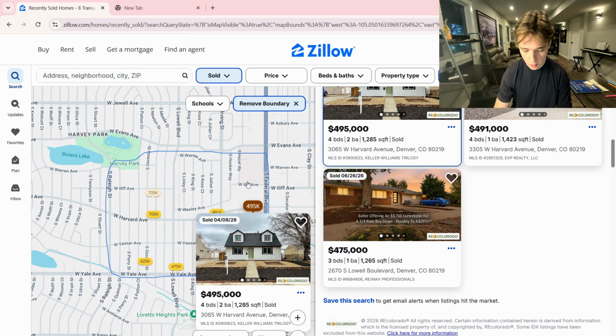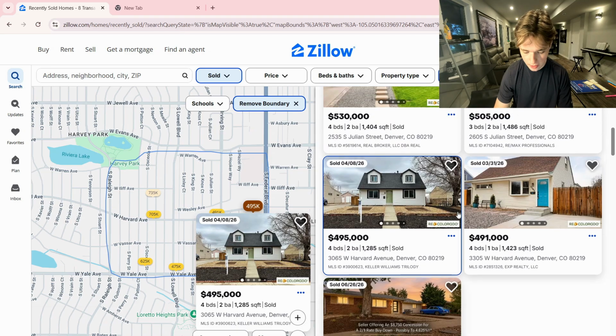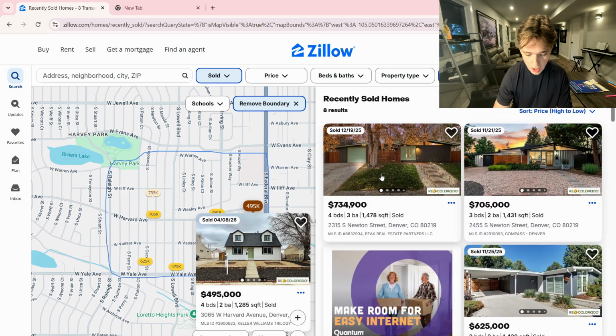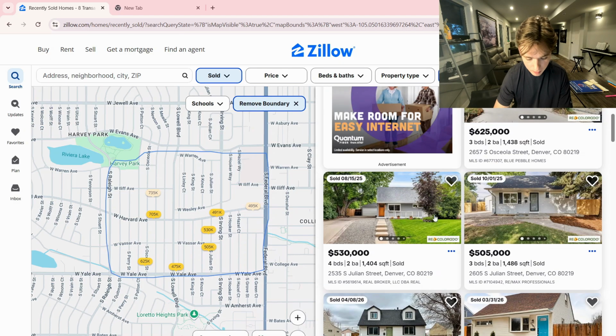Now from here, we can really just use logic to see what the ARV is. I would be looking more around these properties. I wouldn't like to be at the higher end properties because these ones were testing the market. You never, ever want to be the highest sold.